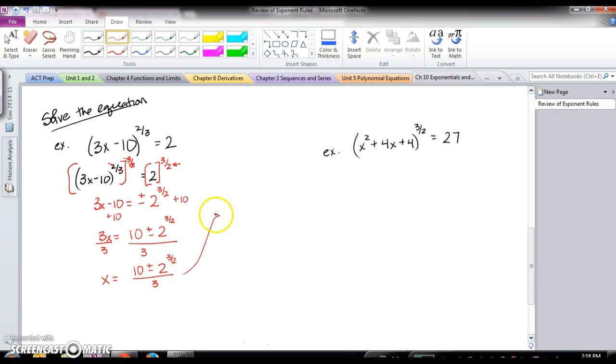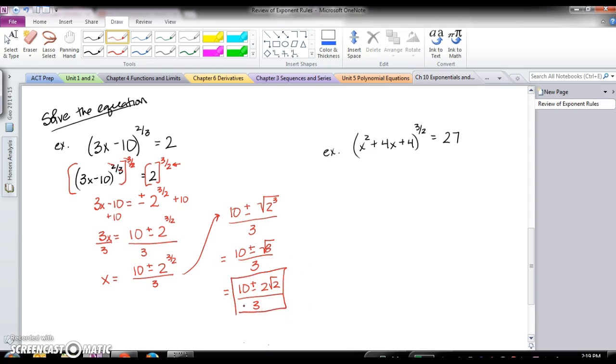And then we can just clean that up a little bit because that 3/2 power can be simplified a bit. Rewriting that as a root, that would be the square root of 2 to the 3rd power. 2 to the 3rd power is 8. And the square root of 8 is 2 rad 2. And there we have it.